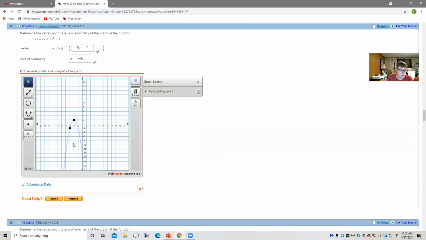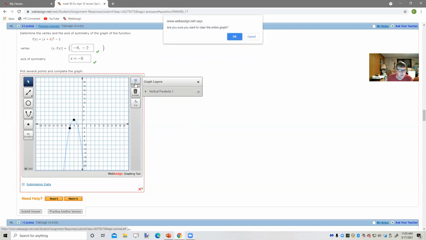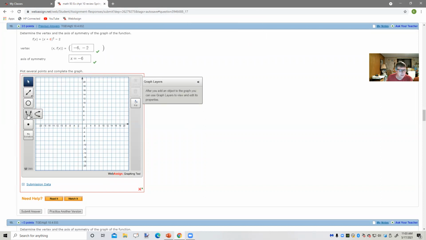So let's go back here and do it right. So -6, -2. Oops, that point didn't quite get where I wanted it to. And then -4, 2. I can fix that point though. Remember from when we graphed linear equations? My first point needed to be -6, -2. So I can go in and correct it. And now let's see what happens.